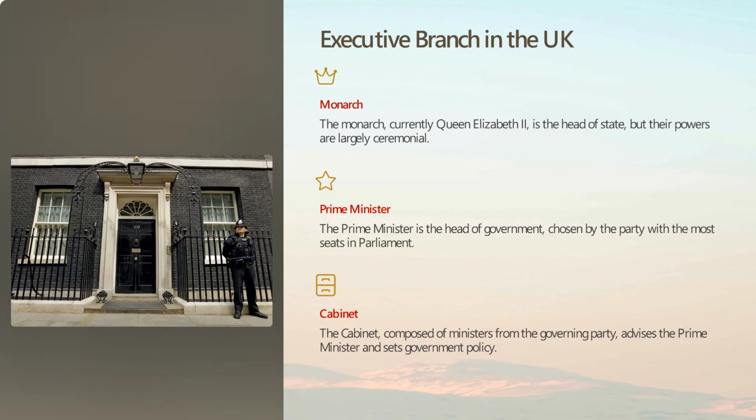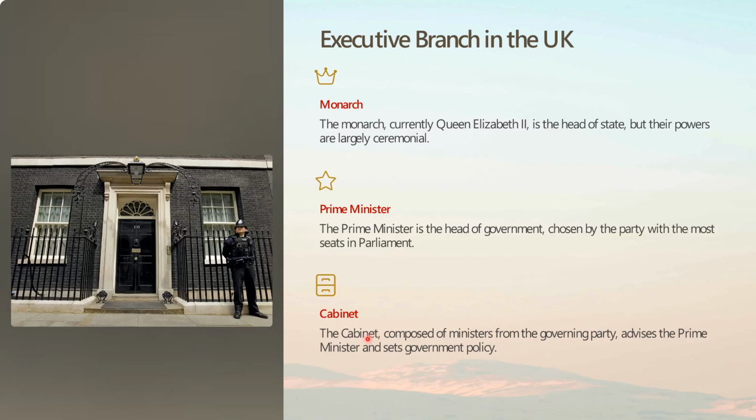Executive branch in the UK: monarch, prime minister, cabinet. The monarch serves as the head of state with ceremonial and symbolic duties. And the prime minister is the head of the government, chosen by the party with the most seats in Parliament. The prime minister is responsible for setting policy and overseeing the administration.